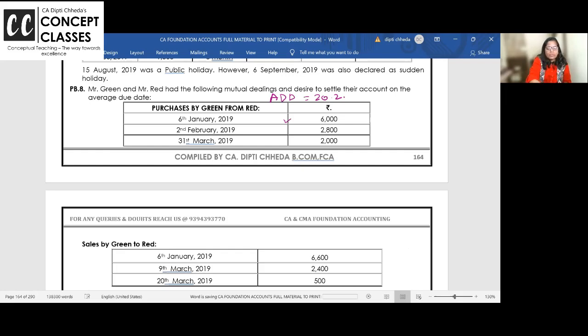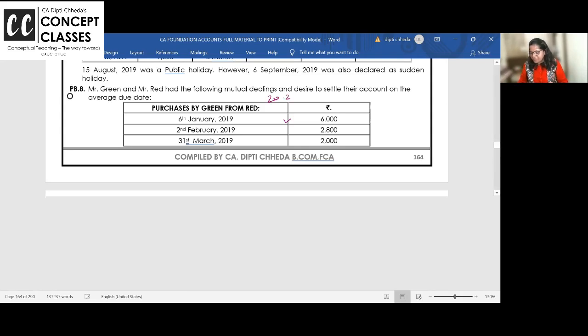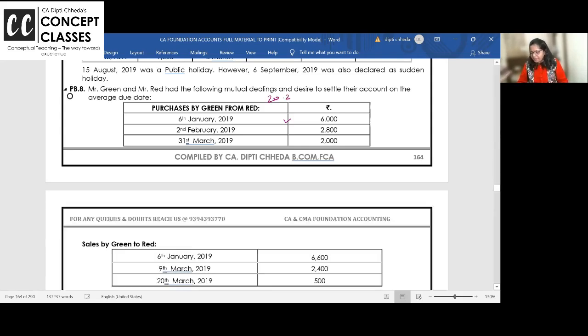And the net amount, what I have purchased from you and what I have sold you, the net amount to be settled is rupees 1300. 20th of February is the average due date you will get. If you are not getting it, message me.